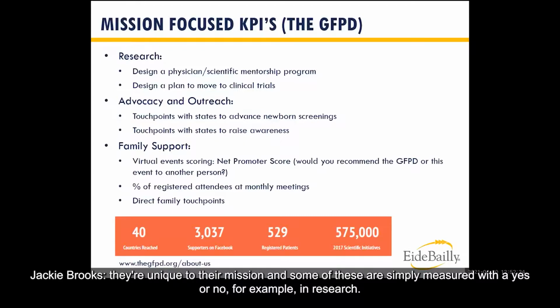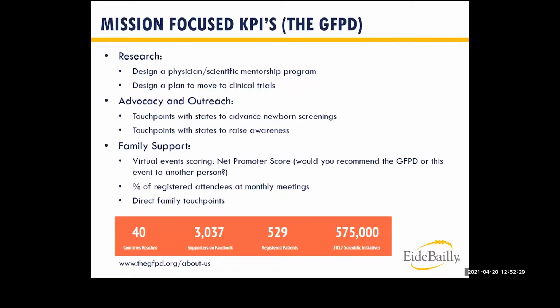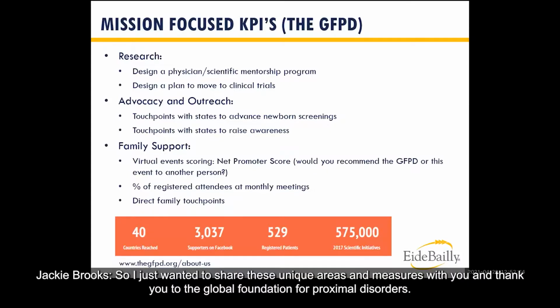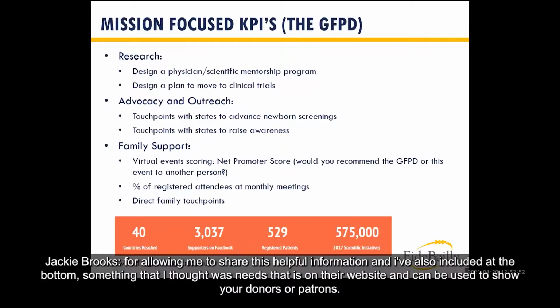Some of these are simply measured with a yes or no. For example, in research, as anyone in the research community would know, research is slow. So any goals and measures related to this area may be as simple as, did we get this done by the end of the year or not? Yes or no. I just wanted to share these unique areas and measures with you, and thank you to the Global Foundation for Paroxysmal Disorders for allowing me to share this helpful information.